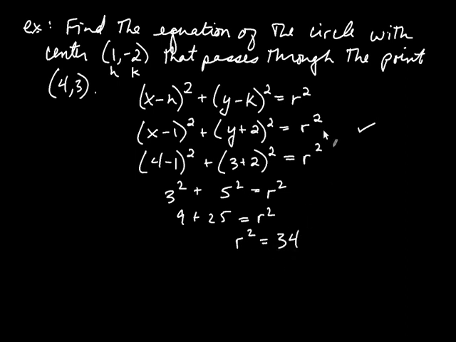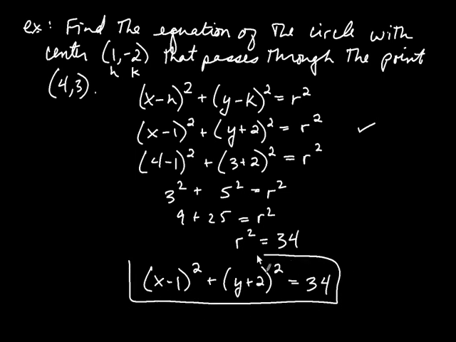But notice that when you write the equation of the circle, the right-hand side is always r squared. Okay, so r squared is just 34. So our full equation is (x − 1)² + (y + 2)² = 34. That's the equation of our circle, satisfying the conditions of this problem.